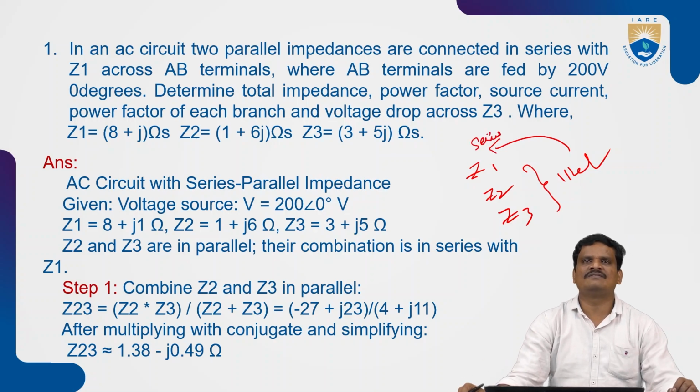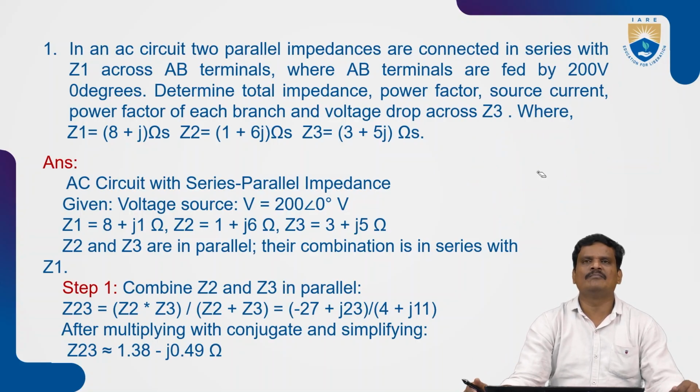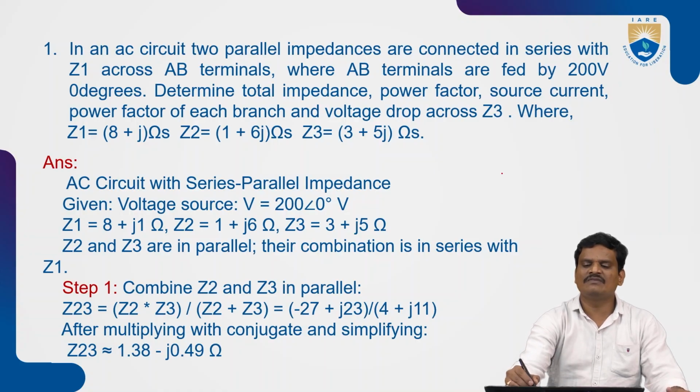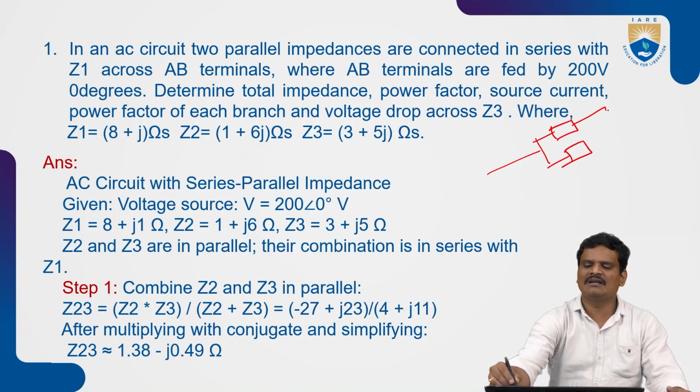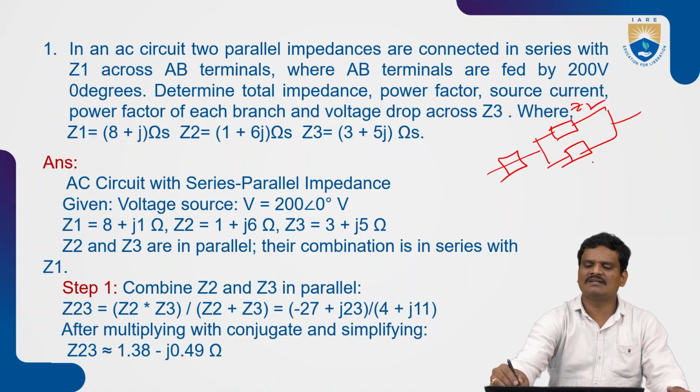He has given the values of Z1, Z2 and Z3 impedances, and the voltage given to the circuit is 200 volts. In order to calculate quantities like impedance, power factor, source current or the voltage across Z3, first we need to draw the circuit. The question clearly mentions that the parallel combination is Z2 and Z3, the series element is Z1, and the voltage given to this circuit is 200 volts.